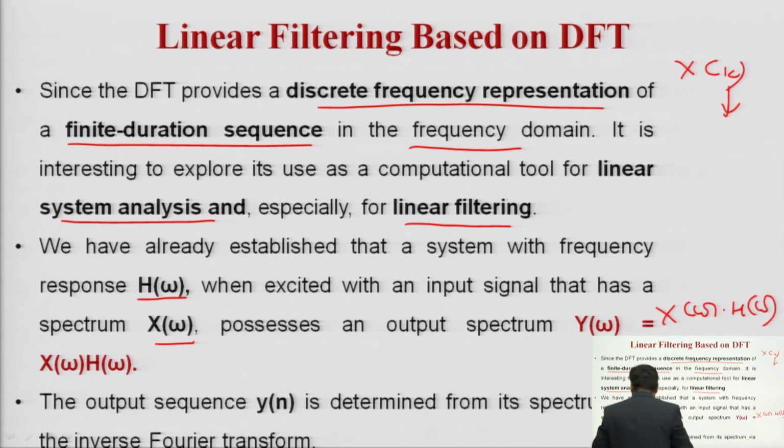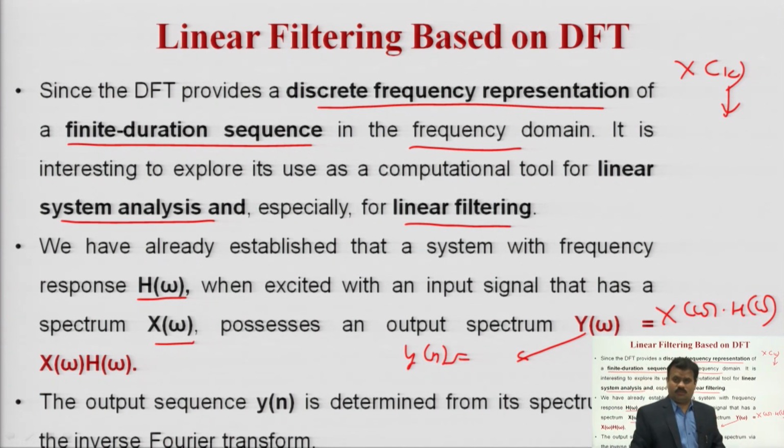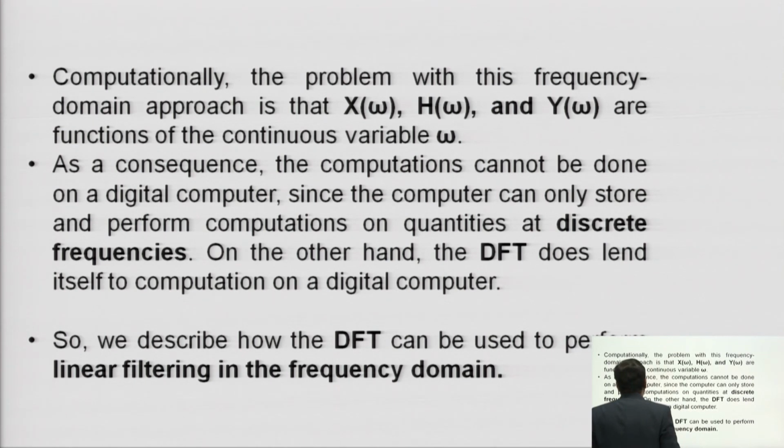Okay. The output y(n) you can determine by taking the, if you want y(n) from Y(omega), then you can take the inverse Fourier transform here, and by taking the inverse Fourier transform you can calculate your answer here. So, in this way, in the frequency domain you can calculate your original output signal. Similarly, with the DFT also you can calculate all these easily.